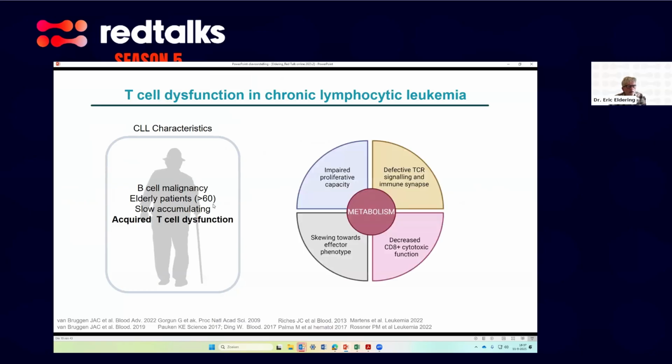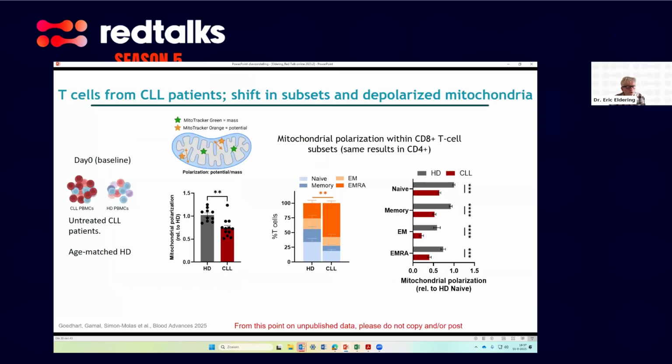So again, the CLL characteristics, and now with the focus on T cell dysfunction in CLL. It's known, studied by various other groups before we started working on this, that the T cells have impaired proliferation, defective signaling, decreased functionality, and a skewing towards effector phenotype and not so much memory phenotype. And T memory cells are quite important for immune function.